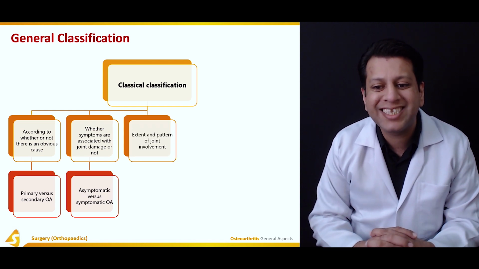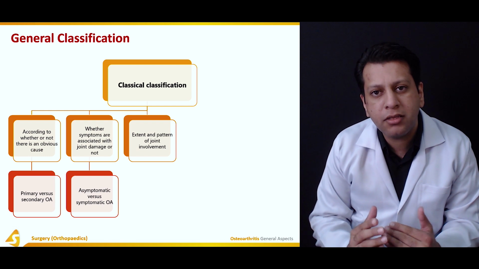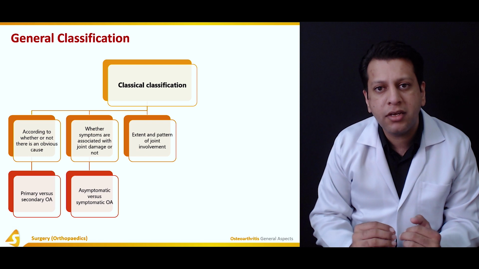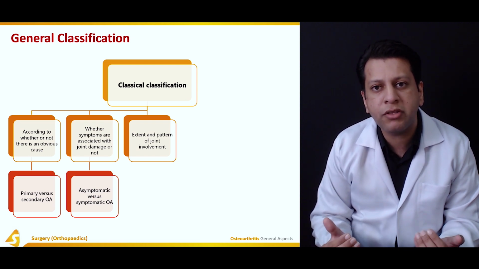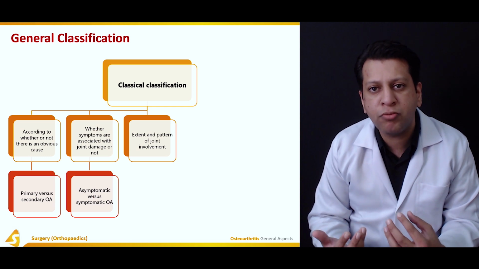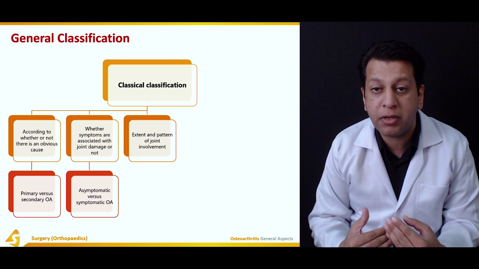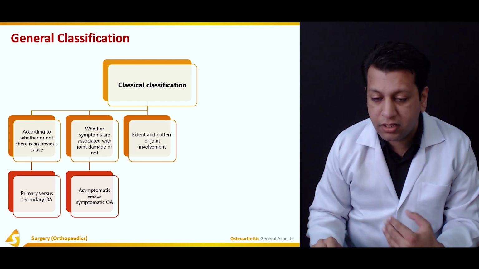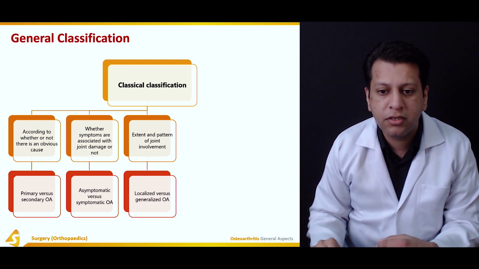Another way is the extent and pattern of joint involvement. The mechanism starts with cartilage damage and subchondral bone collapse, and gradually spreads from the center towards the periphery, with new bone formation, for example osteophytes forming around the joint in the peripheral area. Based on this, we can divide it into localized versus generalized osteoarthritis.